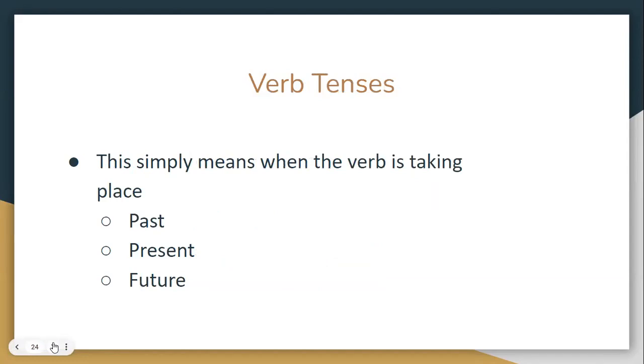So we're going to delve into verb tenses next. And when we say verb tenses, this is simply saying what tense is the verb taking. Verbs can occur in the past, the present, or future. And that's what we're going to look at next, those different types of tenses, how they're formed, and how we can use linking verbs to help us to create those tenses.